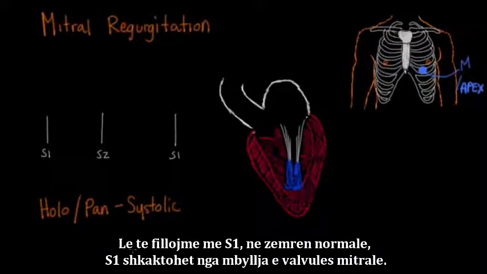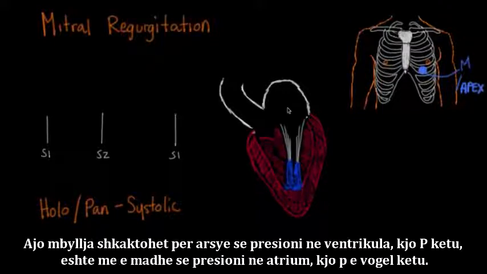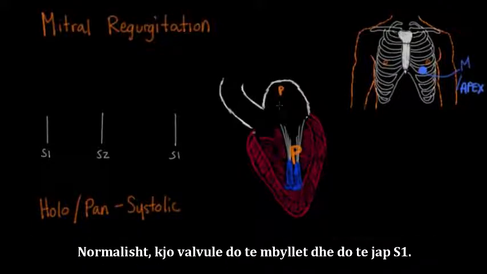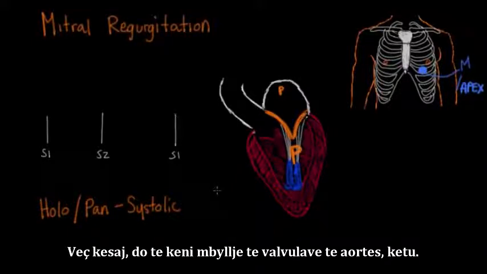So let's start at S1. In a normal heart, S1 is caused by the closing of the mitral valve. And that closing occurs because the pressure in the ventricle, this P here, is greater than the pressure in the atrium, this small p here. And so normally, this valve would close, and that would give you your S1. And in addition, you have your closed aortic valve here.